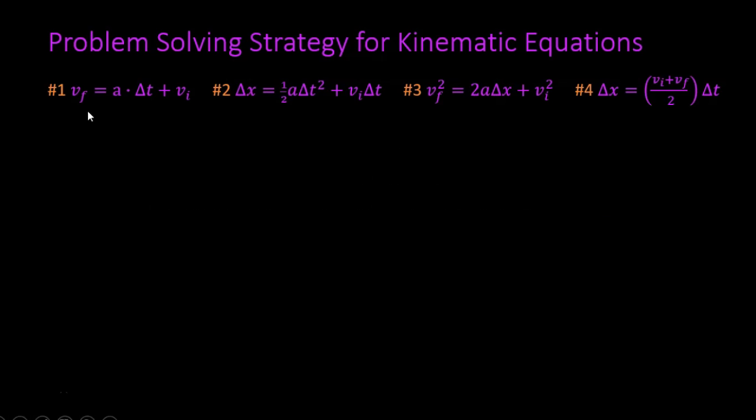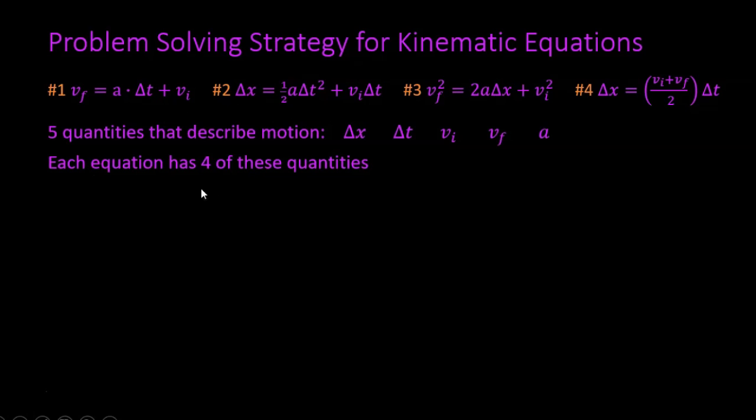Here's a review of how to use the kinematic equations. I've gone ahead and put our 4 kinematic equations up here just so we have them in front of us. Let's look at a strategy for using them. There are 5 quantities that describe motion: displacement, elapsed time, initial velocity, final velocity, and acceleration.